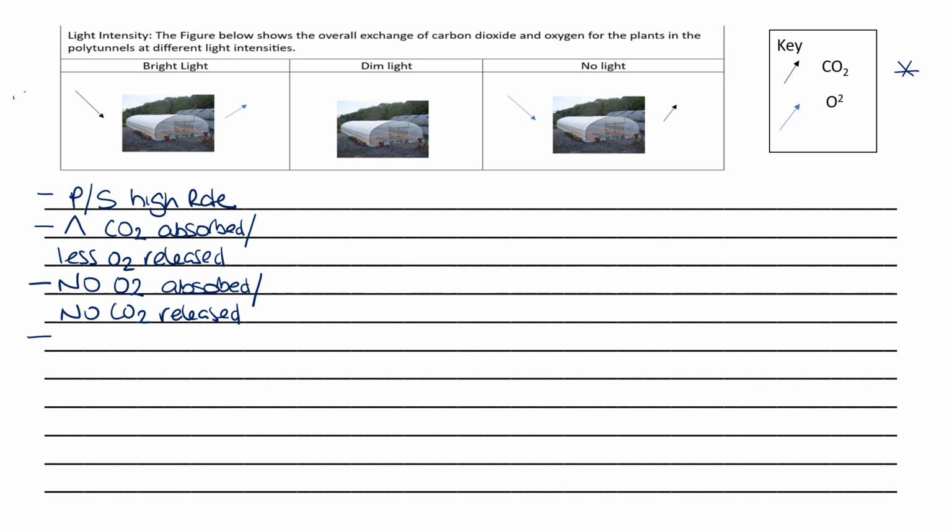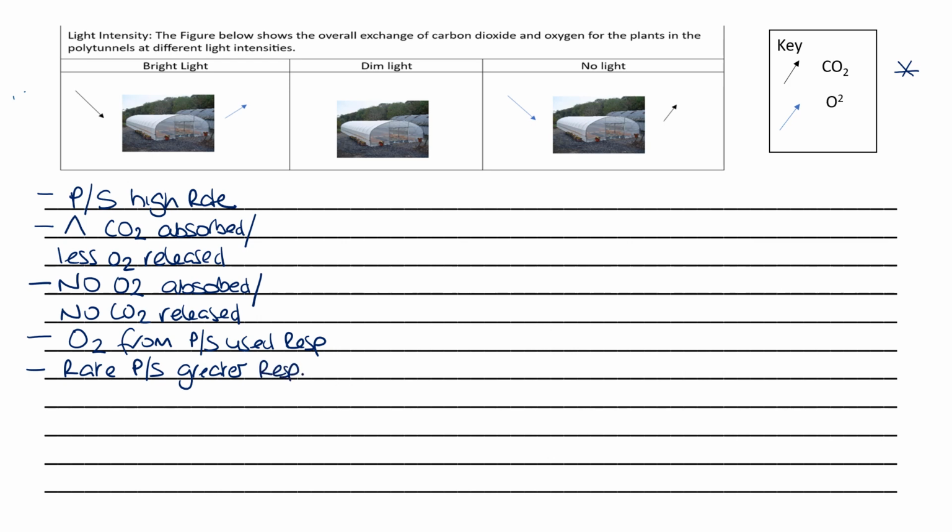So overall, you need to jot that down in your answer. Oxygen from photosynthesis is being used for respiration, and therefore the rate of photosynthesis is greater than the rate of respiration.